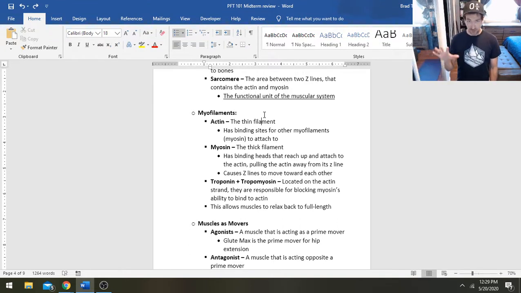So in summary, right, you get your actin strand, which is thin, you get your myosin strand, which is thick. The myosin strand is going to reach up and grab the actin and pull it towards its center. That's happening on both sides of the Z lines, so the Z lines are slowly coming together and your muscle is shortening.